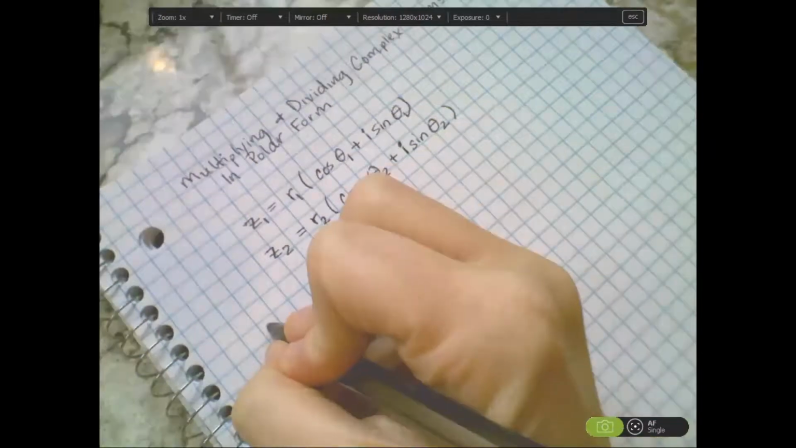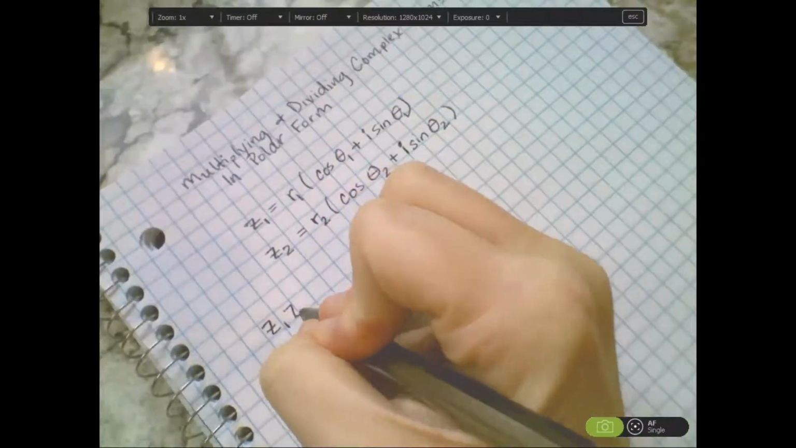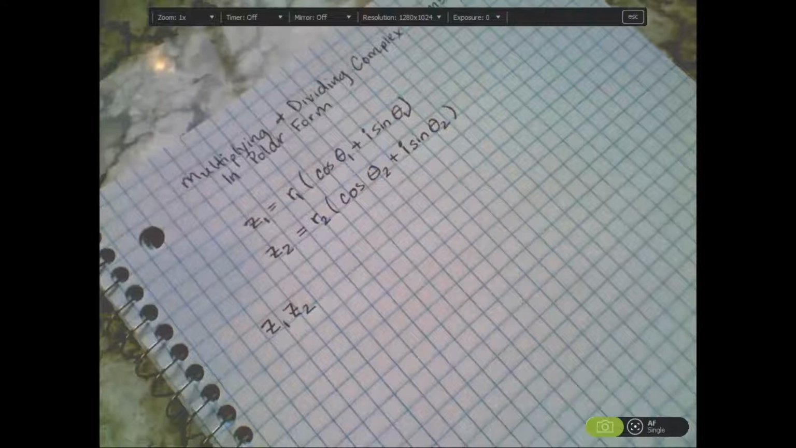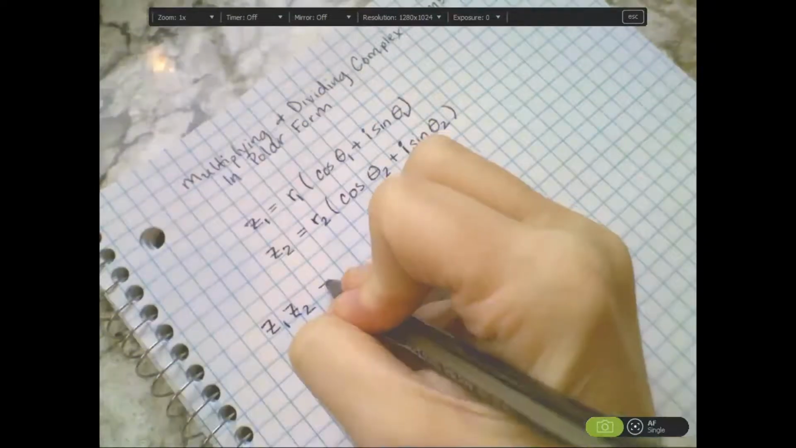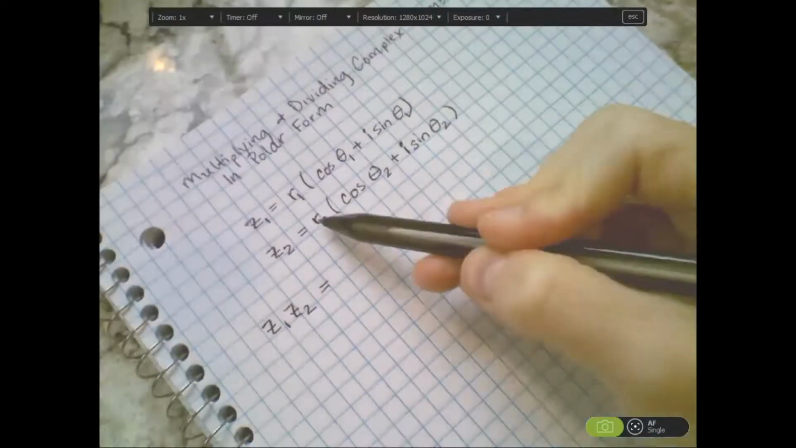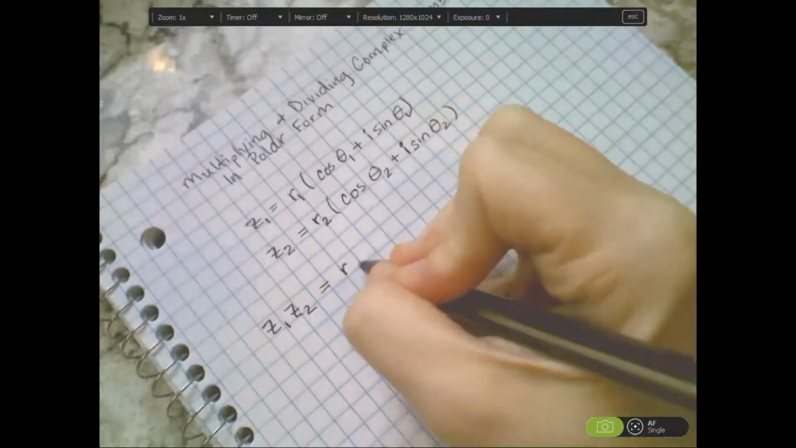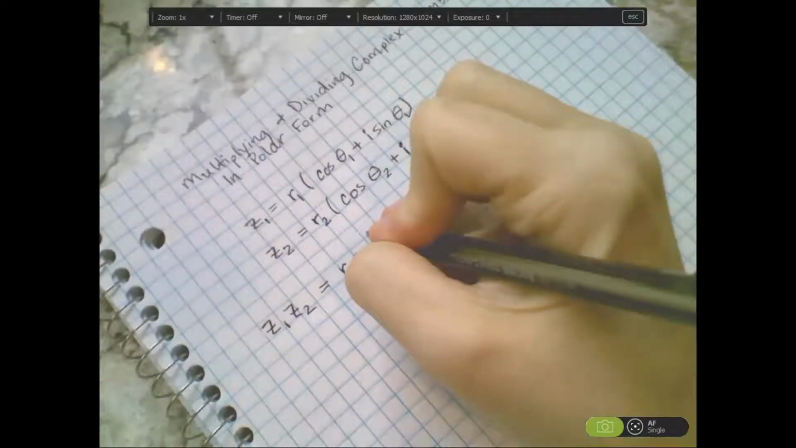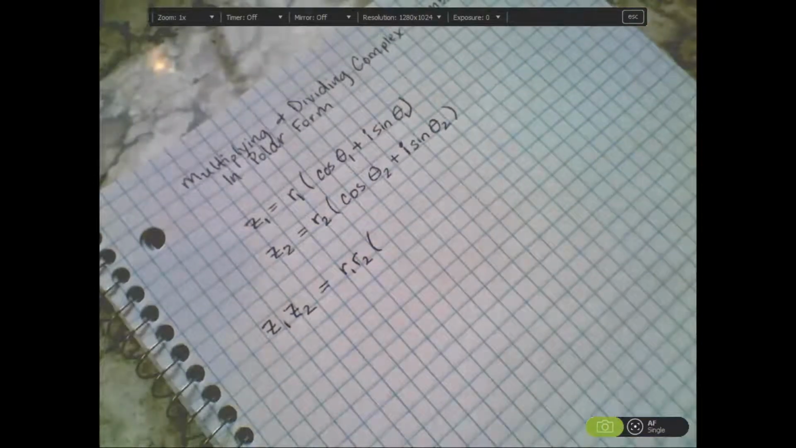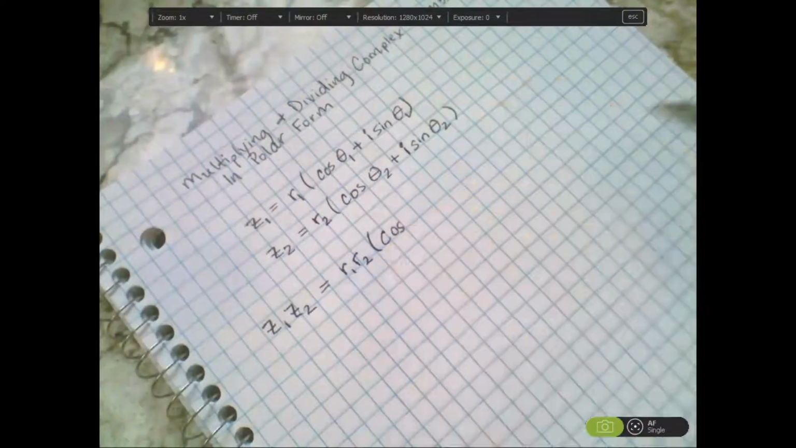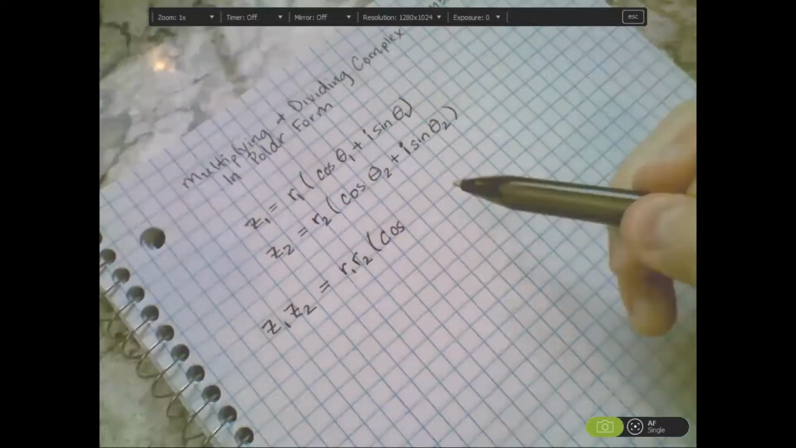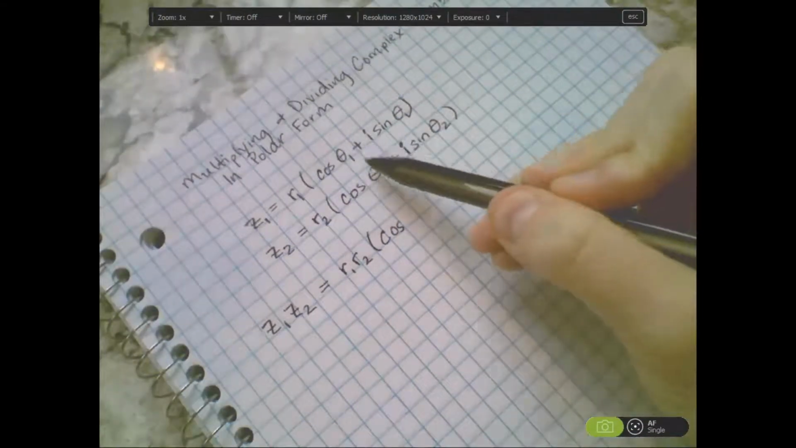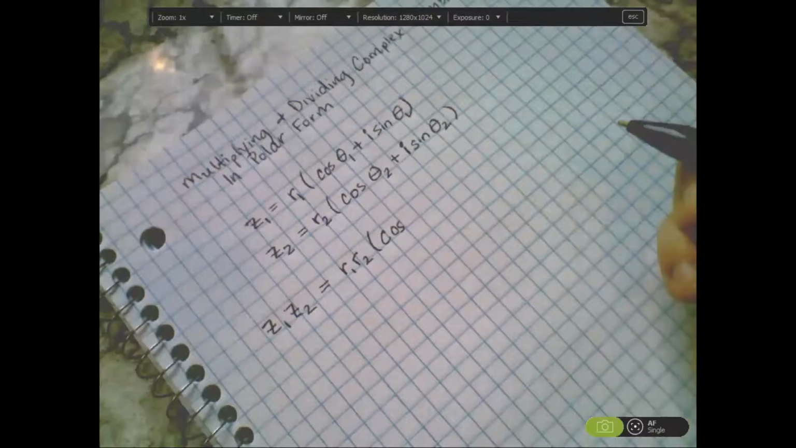So the multiplication formula, if we wanted to multiply Z1 and Z2 together: the first thing we have to do is multiply the two r values together, r1 times r2. And then we're still going to have this bit in parentheses. We're still going to have the cosine, but instead of a single angle, we're going to add the two of these together.